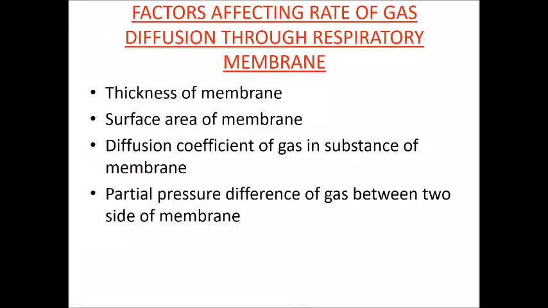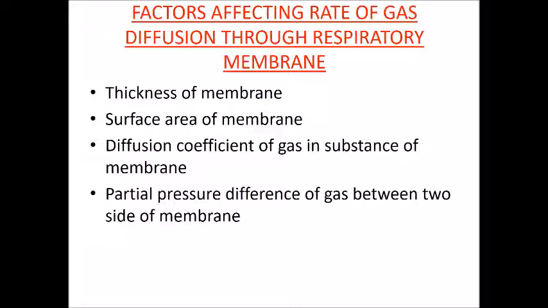Now in the last lecture we have discussed some aspects of this topic, factors affecting rate of diffusion through the respiratory membrane. So first is thickness of the membrane. If the membrane is more thick, then it will be more difficult for gas to diffuse through it. For example, in pulmonary edema, the membrane will become thick due to excessive collection of the fluid. So it is very difficult to diffuse oxygen and carbon dioxide in this pulmonary edema condition.